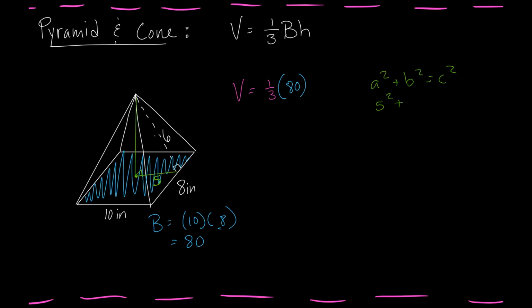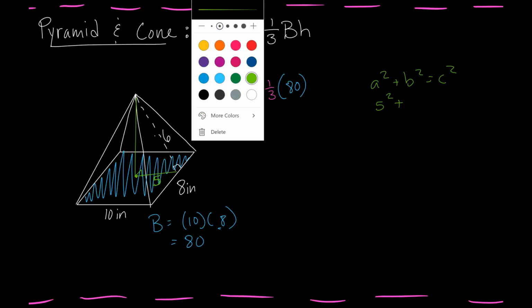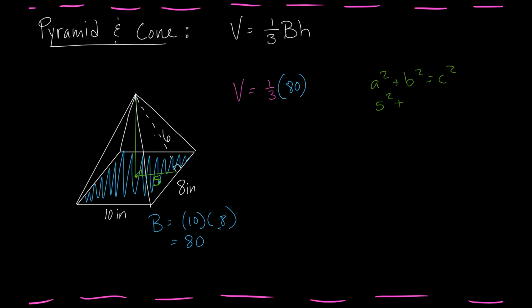What's our b? That's the height. I'm trying to solve for it. And c is 6. So, what's 5 squared? 25. 6 squared is 36. And what do I do? 36 minus 25. Good. Equals 11. When you square root 11, you get 3.32.